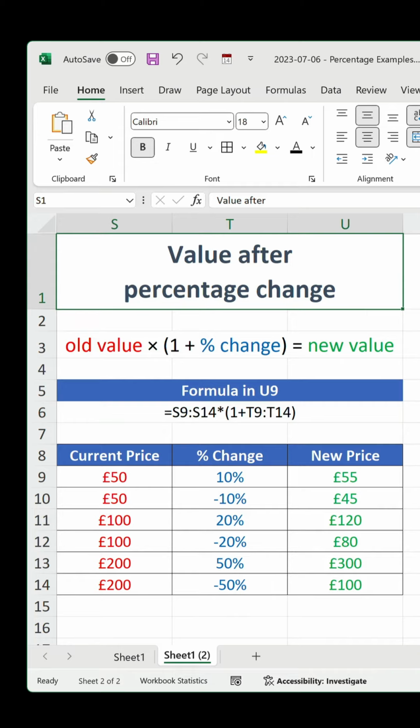Finally, to calculate the value after a percentage change, add the percentage change to 1 and multiply the result by the old value to return a new one. For example, 10% added on to £50 is £55, whereas 10% off £50 is £45.